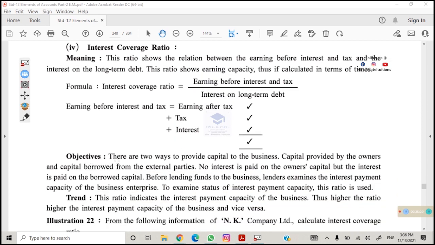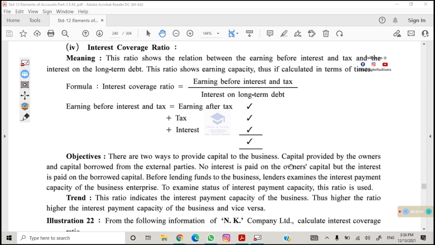Objectives. There are two ways to provide capital: capital provided by owner and capital borrowed from outside. No interest is paid on owner's capital because dividend is not compulsory. Dividend is just distribution of profit after anything remains from paying to debenture holders and loan holders.